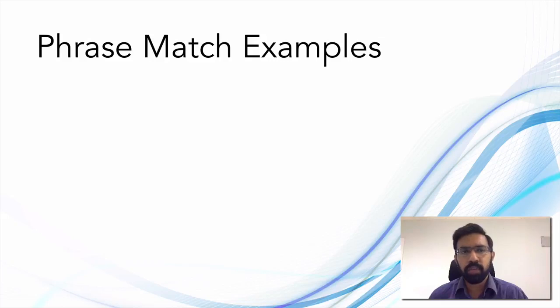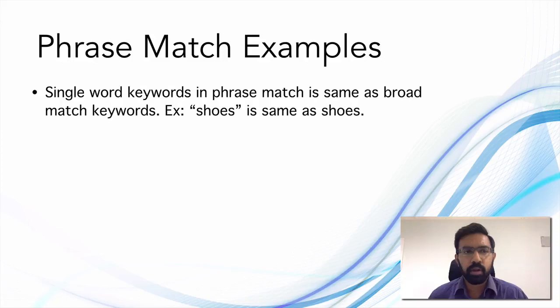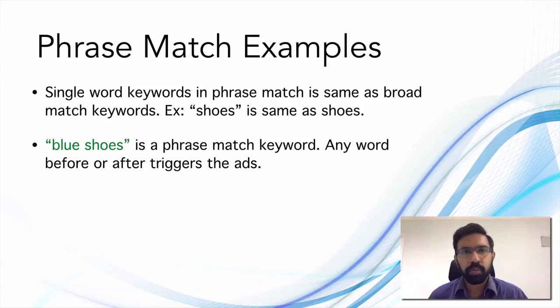We will look at some phrase match examples which will give you a clear idea of what phrase match is. Single word keywords in phrase match are the same as broad match keywords, right? For example, if you are including the word shoes, it is the same as the broad match keyword shoes. Phrase match basically means that there are at least 2 words or more. There is no point in having a phrase match keyword with a single word. So let's say blue shoes is the keyword that you are giving. Blue shoes is a phrase match keyword. Any word before or after blue shoes will trigger the ad, but the keyword blue shoes has to be present.